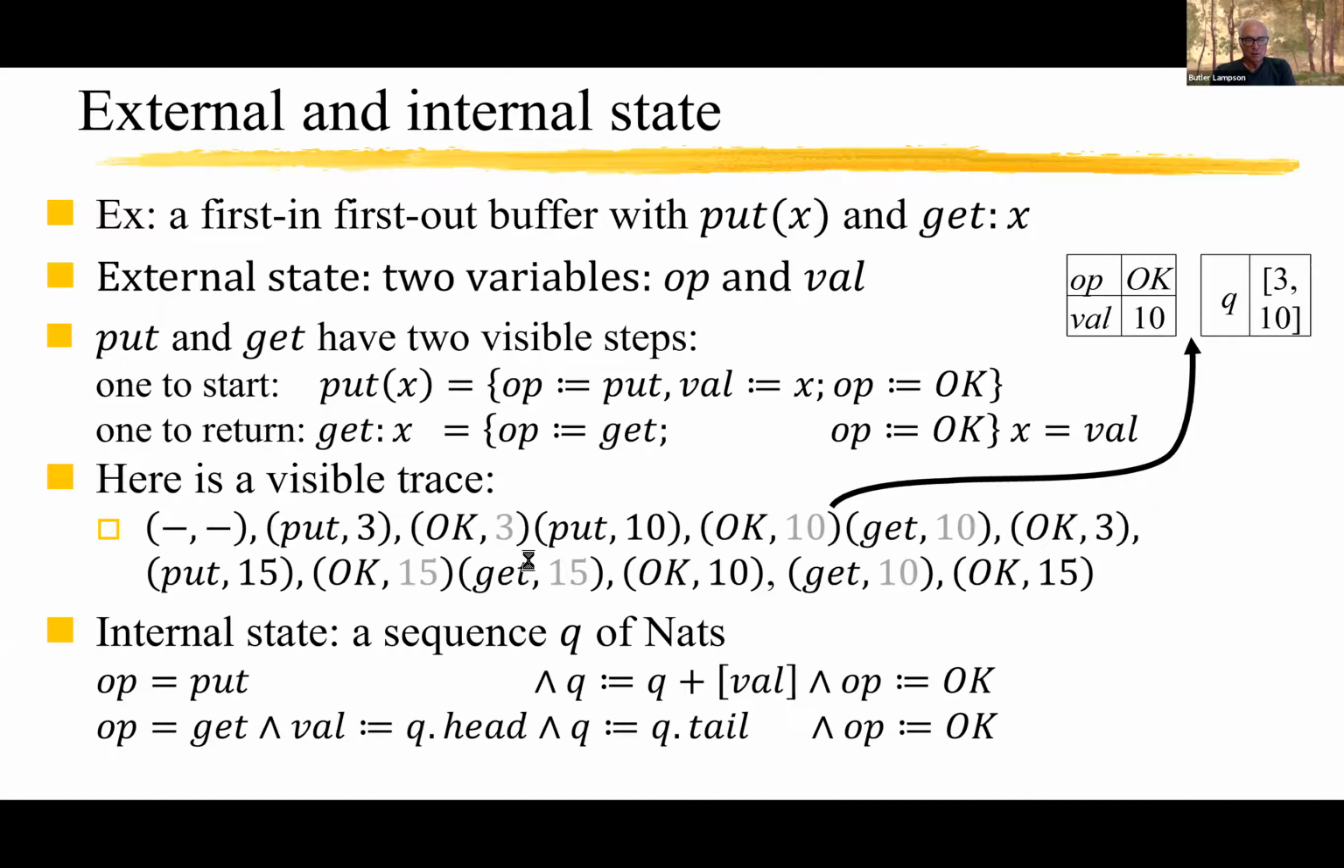What's the internal view of the state going to be? How is the spec going to describe what the system is allowed to do? Well, internally, the state is going to be a sequence of, let's say, natural numbers, if that's what we're putting and getting. The put operation is going to append the value to the internal sequence Q, and then set op to okay. And the get operation is going to take the head off the queue and put it into the val variable. It's going to set Q to the tail, and then say okay. So those are the internal operations of the system.